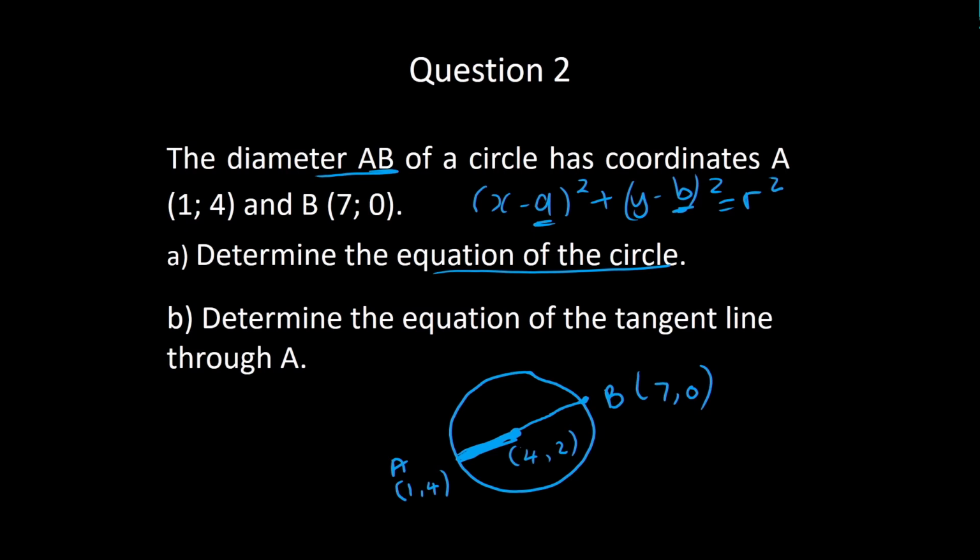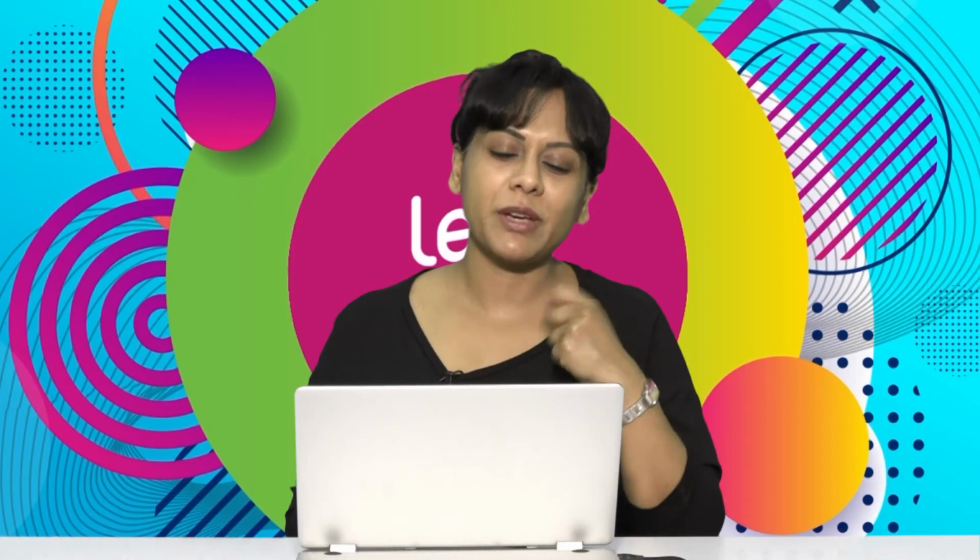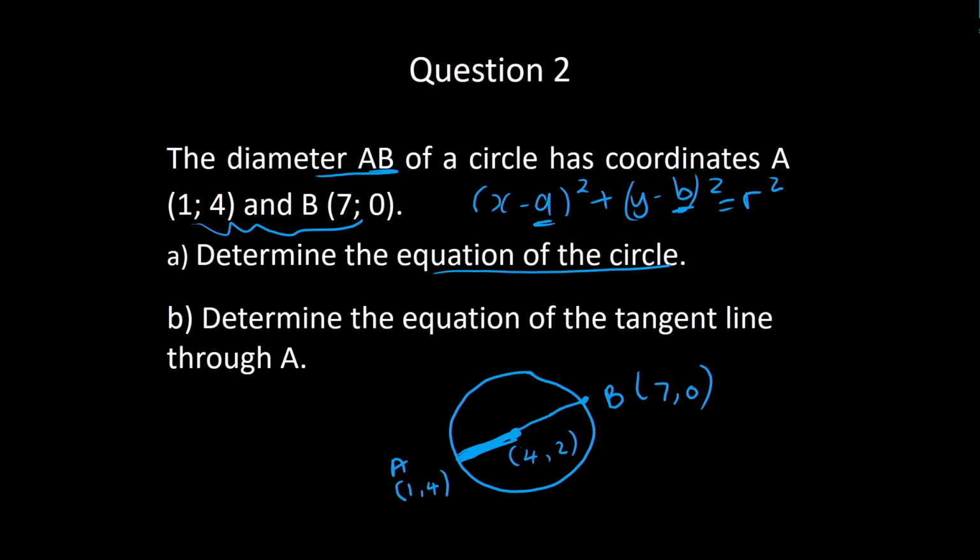All right. What we're going to do is use the length of the diameter. And I'll tell you why I'm choosing to do that. Because if you've made any mistake with finding the coordinates of the center of the circle, and you now go back and use the coordinates they gave you, which were A and B, you are not going to carry that mistake through if you did make a mistake in part A.